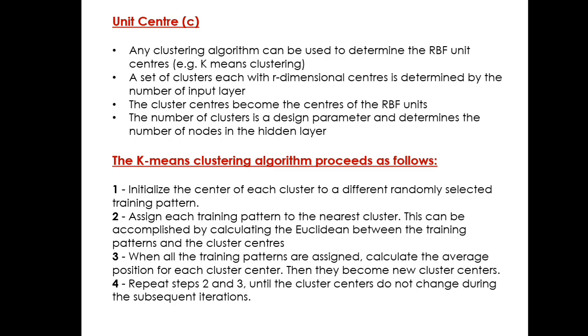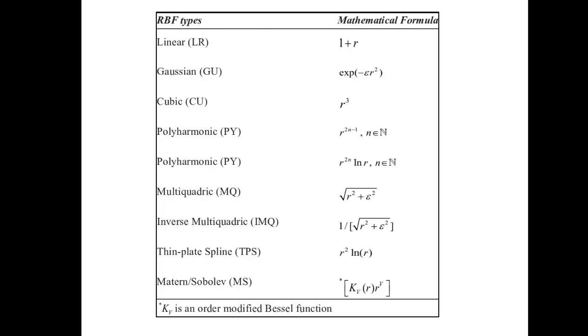The k-means clustering algorithm proceeds as follows. First, initialize the center of each cluster to a different, randomly selected training pattern. Second, assign each training pattern to the nearest cluster. This can be accomplished by calculating the Euclidean distances between the training patterns and the cluster centers. Third, when all training patterns are assigned, calculate the average position for each cluster center. Then they become the new cluster centers. Fourth, repeat the second and third steps until the cluster centers do not change during subsequent iterations.